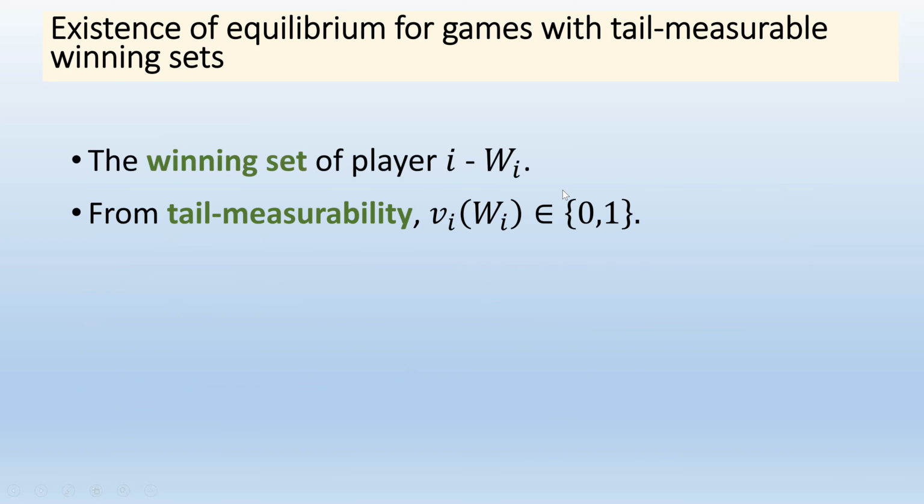The key to generate an equilibrium here is to find a play path such that the payoff is at least as high as the min-max for each one of the players. So the winning set of player i is Wi, and here is the first implication of the assumption that the plays are tail measurable. I claim that the min-max of this Wi is either 0 or 1. Moreover, it is either 0 after any history or 1 after any history.